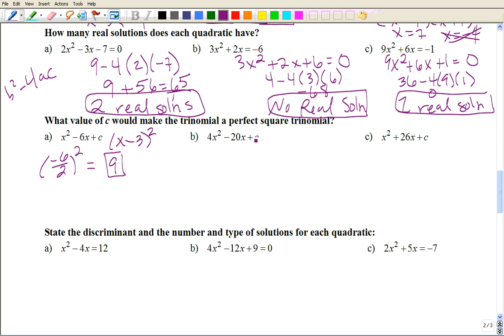For this one, anytime we did completing the square, we needed to get out the value of a, so we factor out the 4, and we'll have 4 times x squared minus 5x plus c divided by 4. Okay, so if we do b over 2 squared here, negative 5 divided by 2 squared, that's 25 over 4. But remember that that is for c over 4. So if 25 over 4 is c over 4, then c is equal to 25.